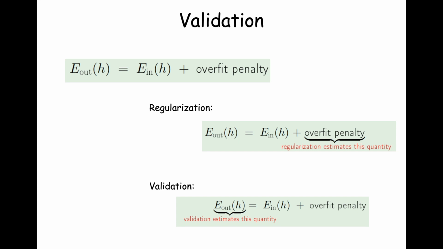So with validation, it's a little bit different. For regularization, we had out-of-sample error is in-sample error augmented with an overfitting penalty. And regularization estimates what this quantity is. You have your regularization parameter, and it essentially turns up the amount of regularization applied to your augmented in-sample error expression. Now, validation, in contrast, cuts to the chase, estimates directly our out-of-sample error and makes model choices based on that estimate of out-of-sample error.